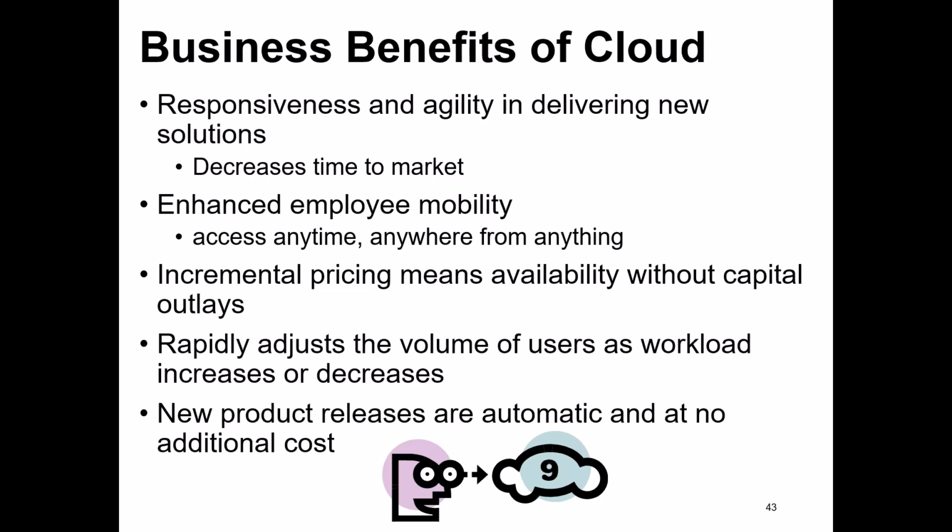With incremental pricing, that means that you can get availability without capital outlays. Again, this is what I talked about earlier with the ability to move costs from capital to operational. It also allows you to adjust the volume of users when the workload increases or decreases. And of course, you get new product releases automatically and at no additional cost. But just remember, you want to know when that's happening, particularly if it's going to change the look and feel of the application that all of your customers or clients are using.